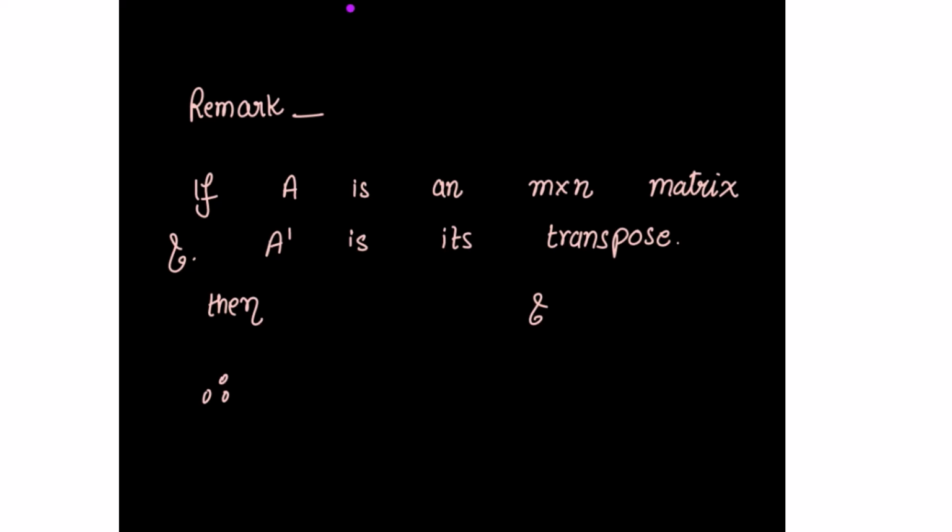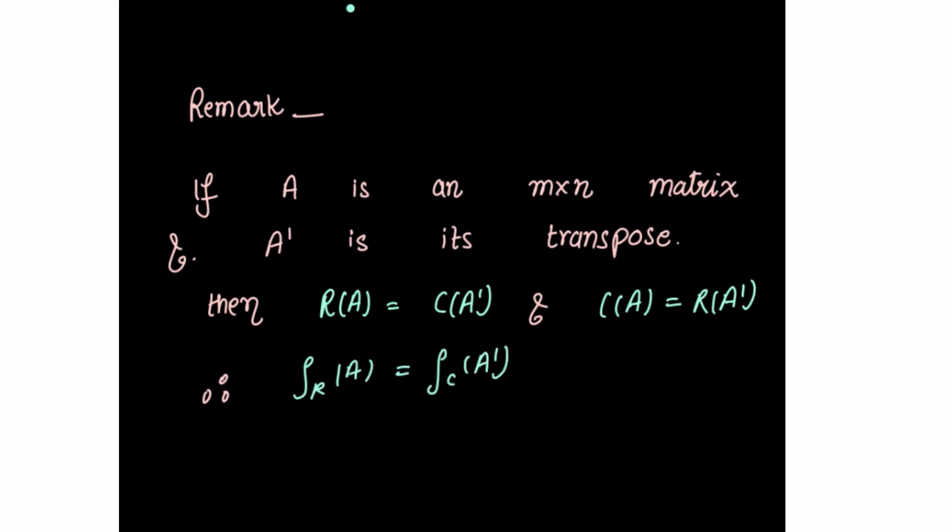There is a very important remark over here which states that if A is an m by n matrix and A dash is its transpose, then the row space of A is equal to the column space of its transpose, and the column space of A is equal to the row space of its transpose. Easy to learn? Alright. Therefore, the row rank of A is equal to the column rank of its transpose, and the column rank of A is equal to the row rank of its transpose, right? So this is a very important remark. Please note it down. Okay, thank you.